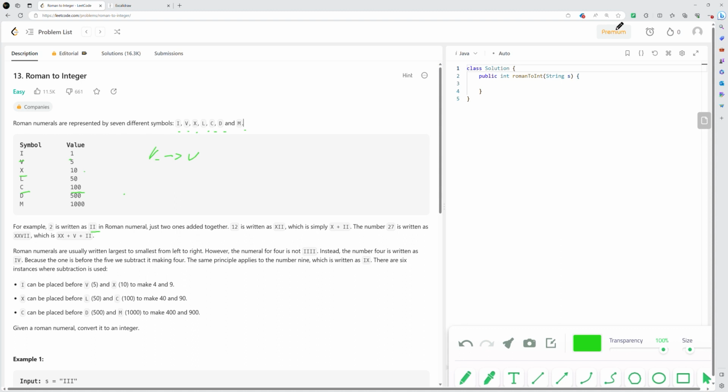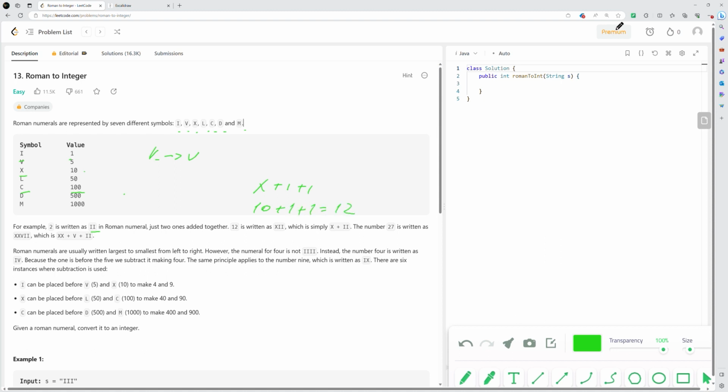A more complex example would be a combination of several different symbols. For example, we have X and two I's, which equals X plus I plus I. We know that X maps to 10, so we have 10 plus 1 plus 1, which equals 12.